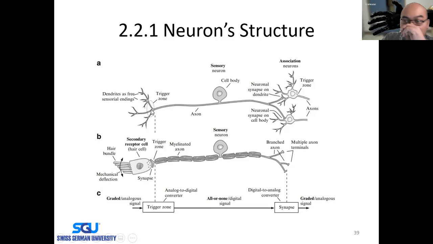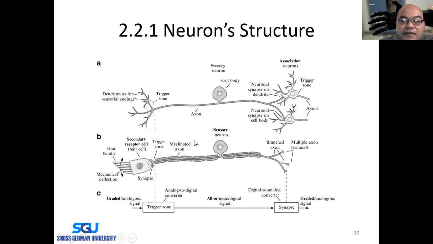So it will collect the input from the branches, and then it will trigger. This is the trigger zone where it accumulates, and when it is above a certain threshold, it will create a response propagated through this axon until the end, the neuronal synapse on the dendrite here. It could branch into a single one, or in this picture, two. The output of this neuronal cell is transmitted to two other neurons, the association neurons.